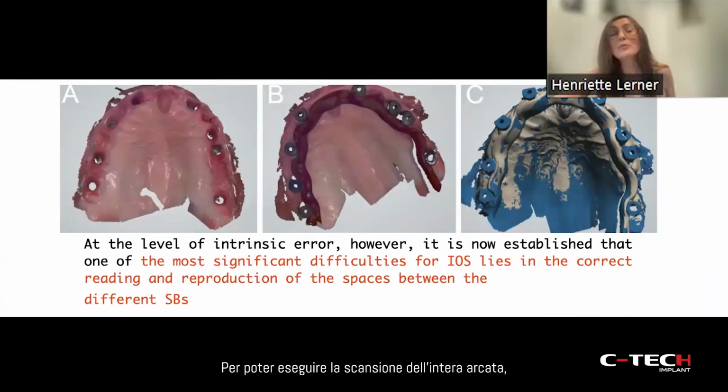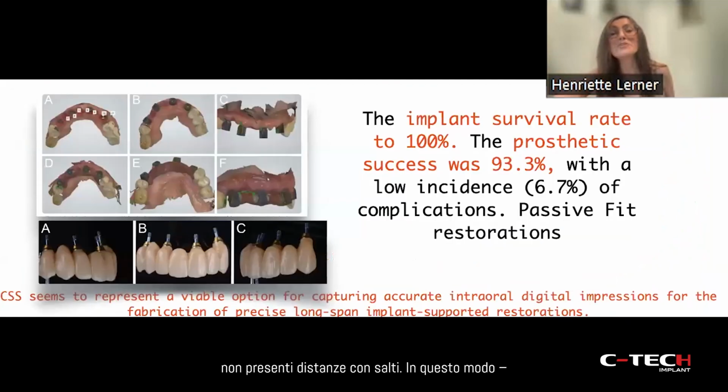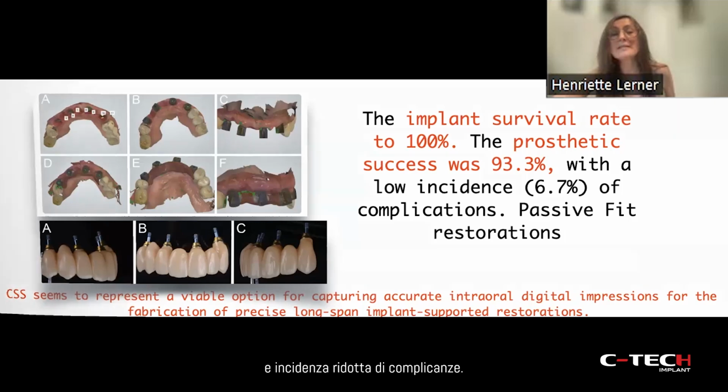So in order to be able to do a scan over full arch, we splint the scan bodies on the inner side, and the scan bodies have to be with a flat surface outside, so that the scan does not have jumping distance. In this way, and this is a study which we did, full arch or multiple tooth or implant rehabilitation has had a better success of the outcome, also a prosthetic success, passive fit restoration, and low incidence of complication.